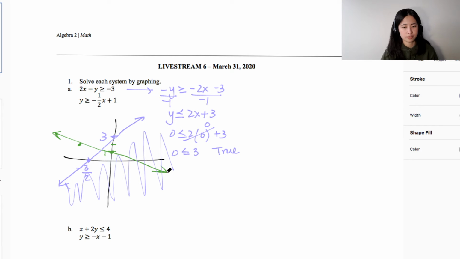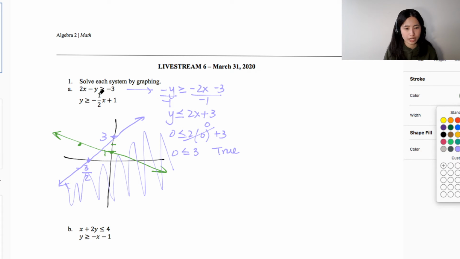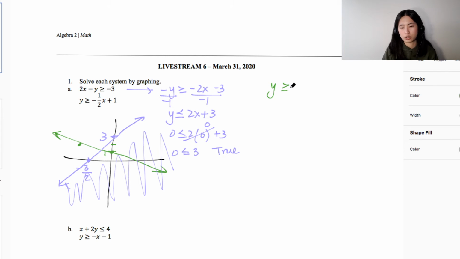So you're shading this part, right? And then because we still have another line to deal with, which is the green line, this is negative 1 half x plus 1, right? If we tried to test it out, if you have y greater than or equal to negative 1 half x plus 1, plug in 0, you're going to get 0 plus 1, so this is 0.